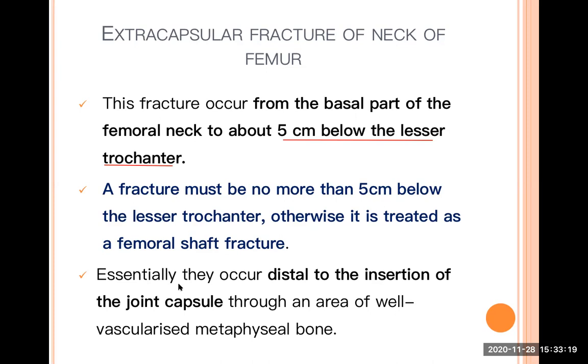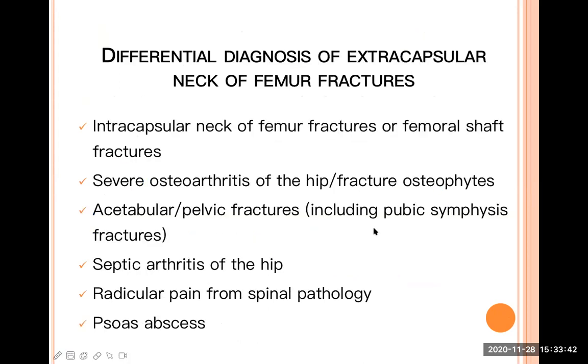Essentially, extracapsular fracture of the femoral neck occurs distal to the insertion of the joint capsule. That's why the term extracapsular, through an area of well-vascularized metaphyseal bone, and that bone is relatively weak, so it can fracture easily. Now, signs and symptoms are similar to the fractured neck of the femur because the site is quite nearby.